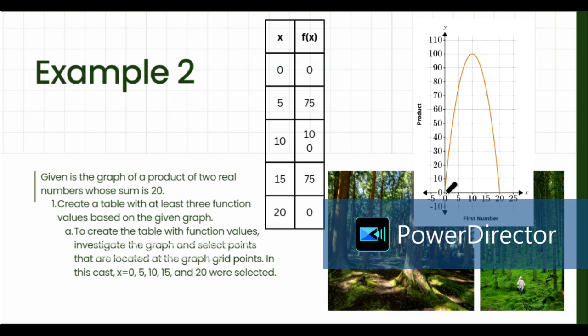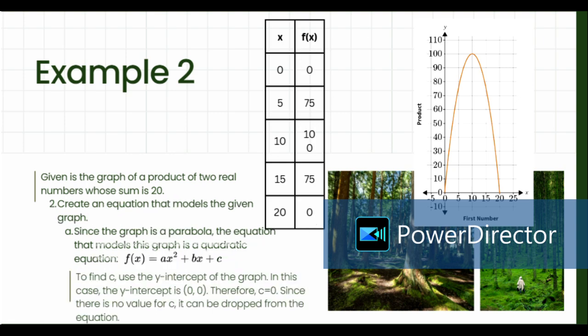So our first one would be 0, 0, because that's really obvious. Another really obvious one is 20, 0, because it hits the x-axis there, okay? The maximum right here crosses both grid lines really nicely, so 10, 100 would be a really obvious one. They also chose to include 5, 75, and 15, 75. Because it's a parabola, these mirror, so you're going to have 0, 75, 100, 75, 0 for your y-values, okay?